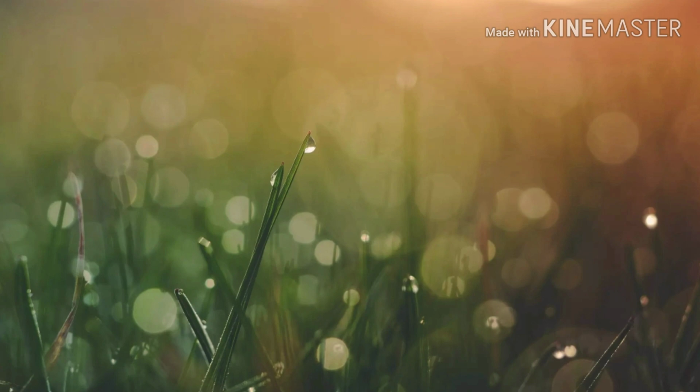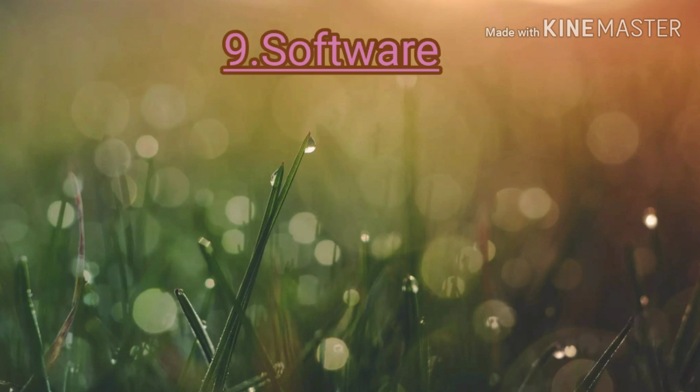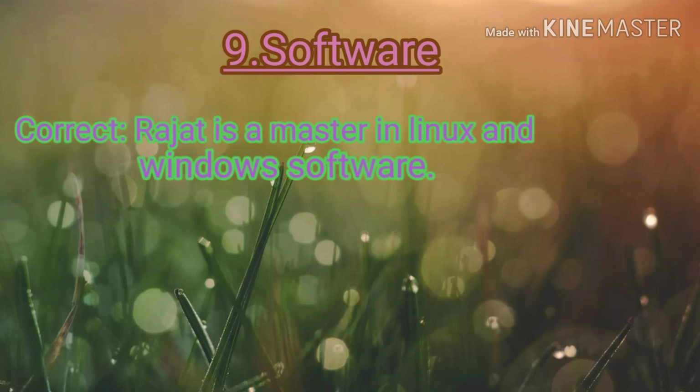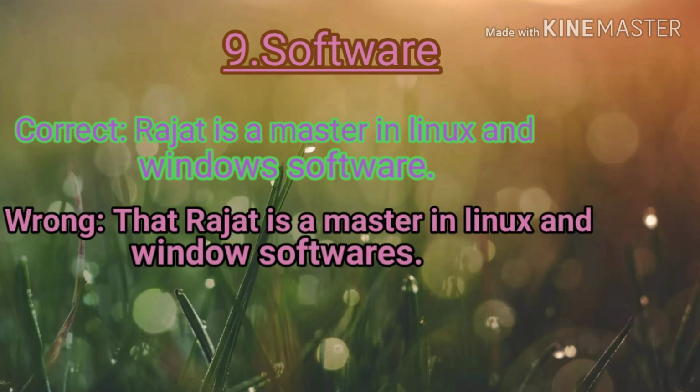And the last but one, ninth, software. The correct sentence is "Rajat is a master in Linux and Windows software." And the wrong sentence is "Rajat is a master in Linux and Windows softwares." There is no word like softwares. It's only software.